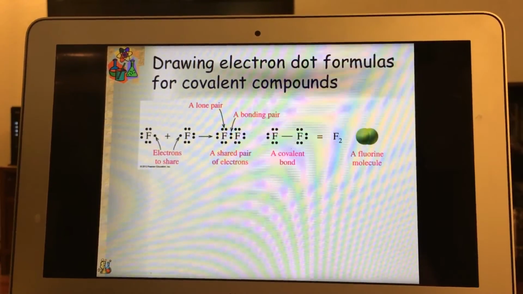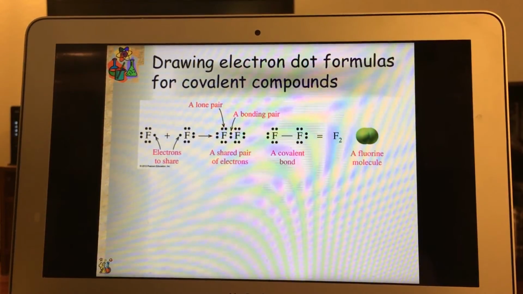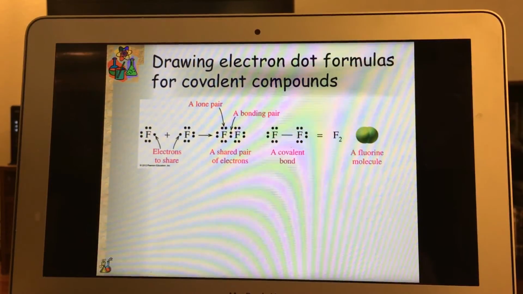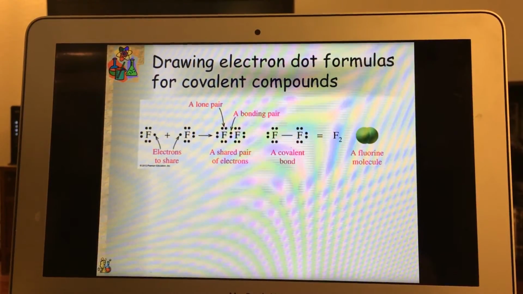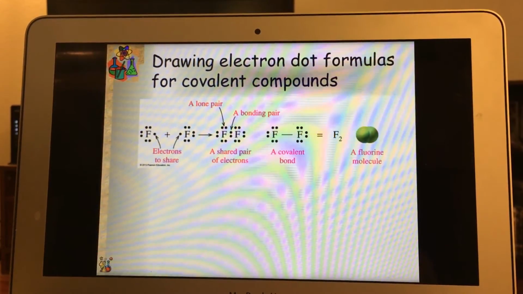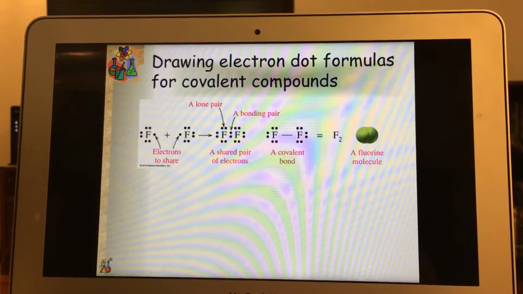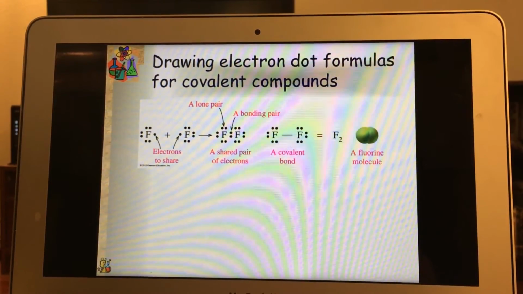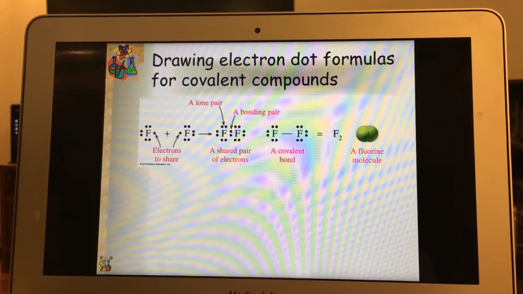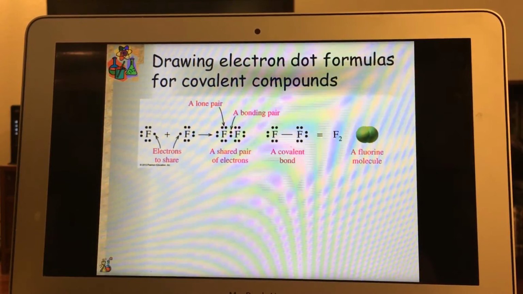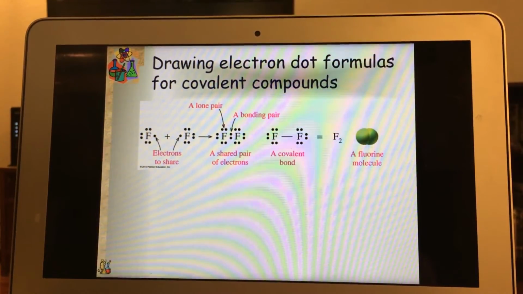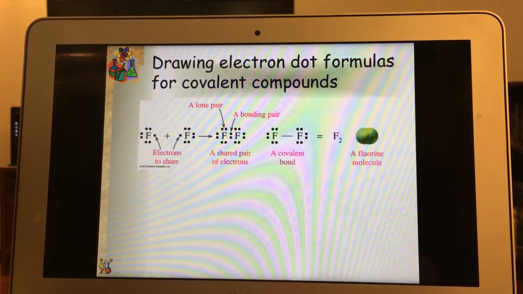Here's an example. 2 fluorine atoms only have 7 valence electrons. They want 8 to have a stable electron configuration. The single electrons that are on each fluorine atom's Lewis structure are the ones that will be shared. Each fluorine will share 1 electron, creating 1 covalent bond. The bonding pair will erase and draws a single line to represent the covalent bond of the fluorine molecule.